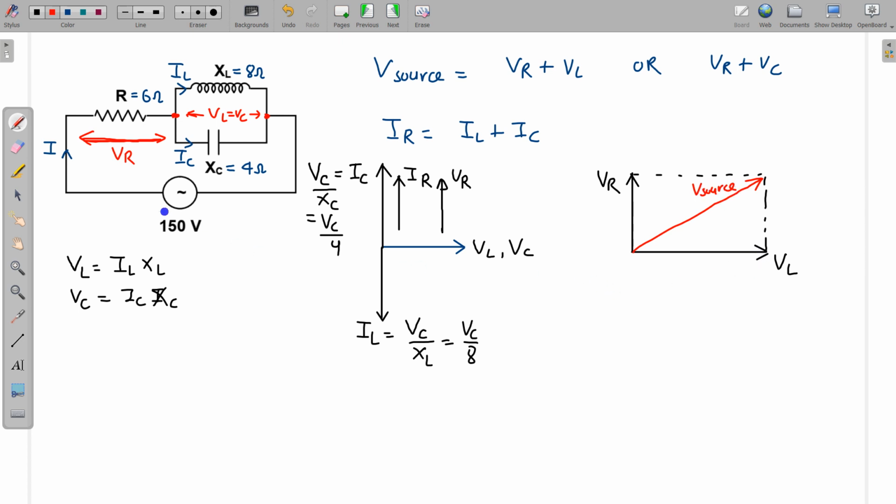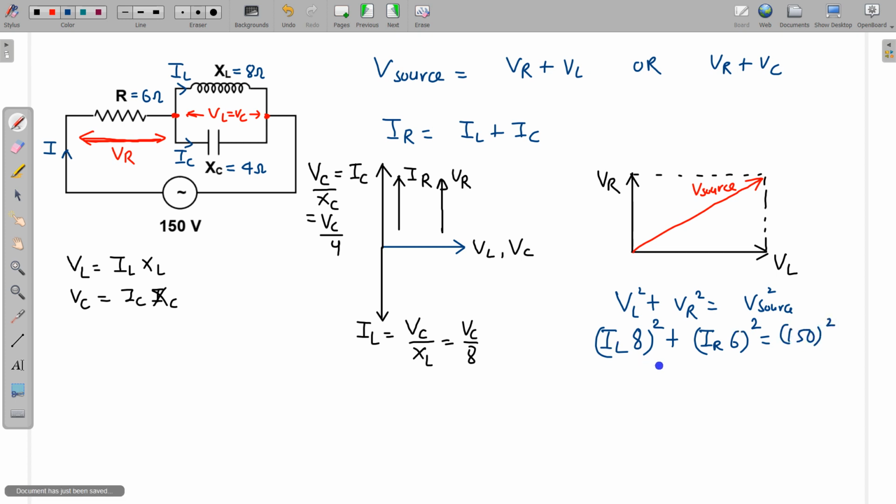So from here, what equation can we write? VL square plus VR square is equal to V source square, and mind you, all these values are either RMS values or amplitude values. So for VL, what can I write? VL is IL into XL, and XL is equal to 8. So IL into 8, squared. What is VR? VR is IR, and what is the value of R? R is 6. What is the value of V source? V source, as given in the question, is 150.